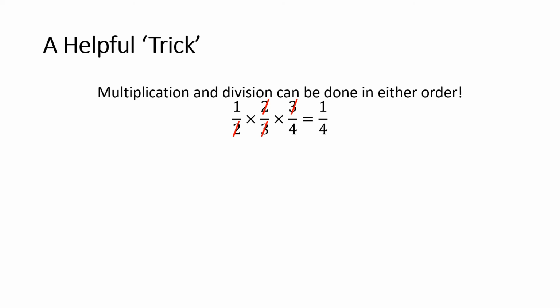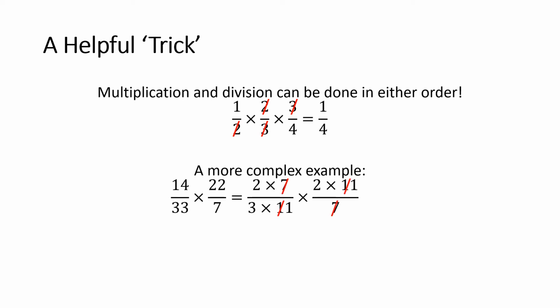Here's a more involved problem that uses this trick. First, I factor each individual number, then I reduce and simplify. Pause if you need to and take a moment to make sure you really understand everything I did here.